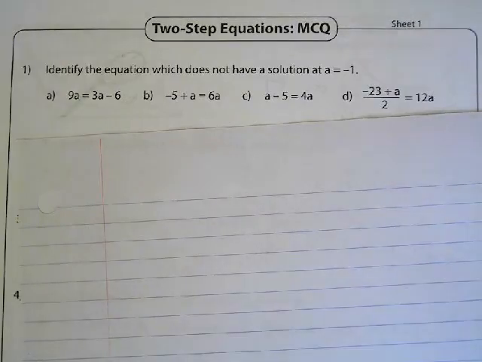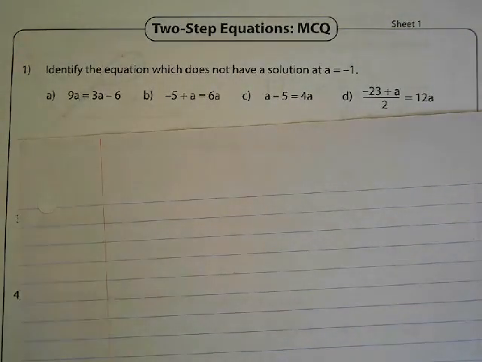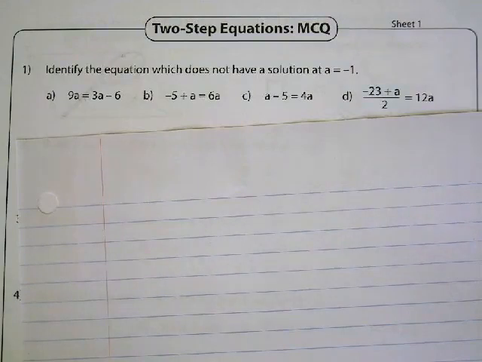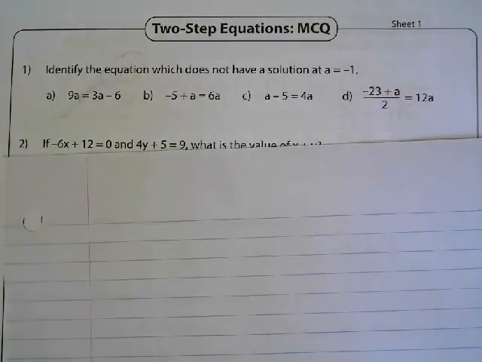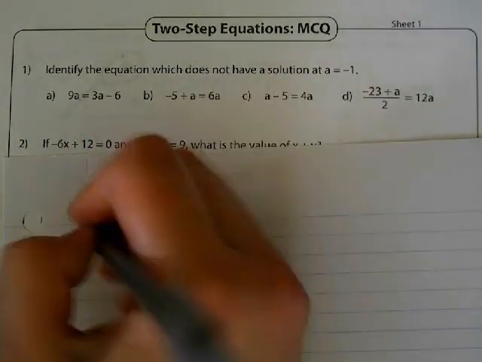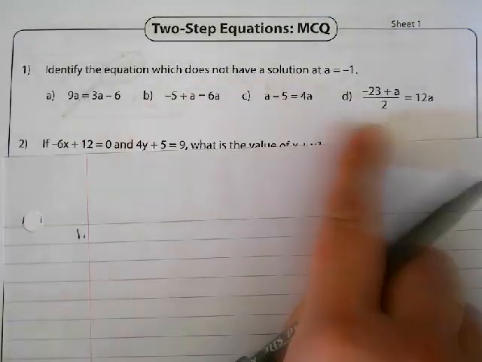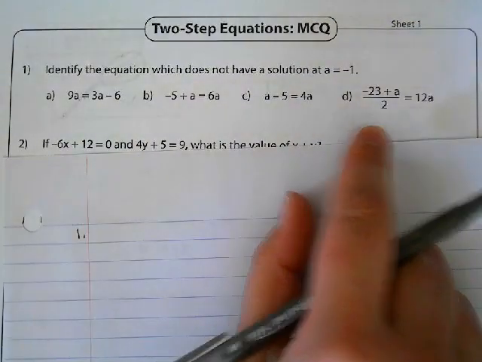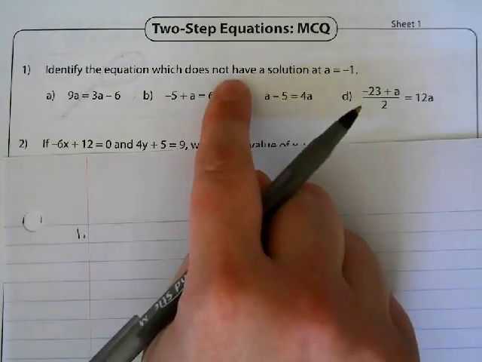All right. So each of these problems require two steps to be able to solve them. And all the instructions are a little bit different, so we're just going to go through a couple of them and make sure you guys are comfortable with the instructions, and then I'll let you guys work for the remainder of the period. So for number one, they give you four different answer choices, and they say one of those answer choices does not have an answer of A equals negative 1. So we're going to have to solve these and see which one does not have that answer.